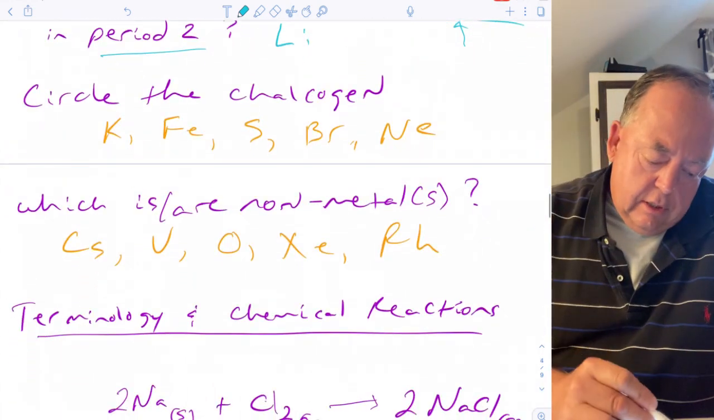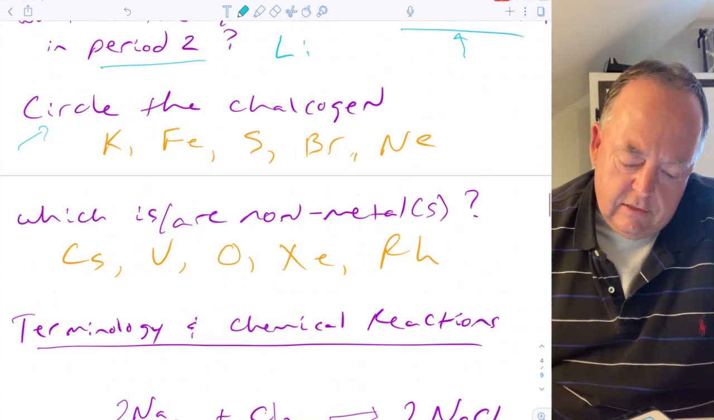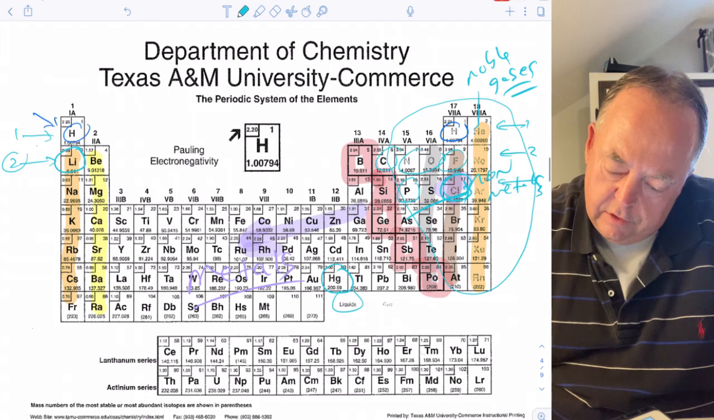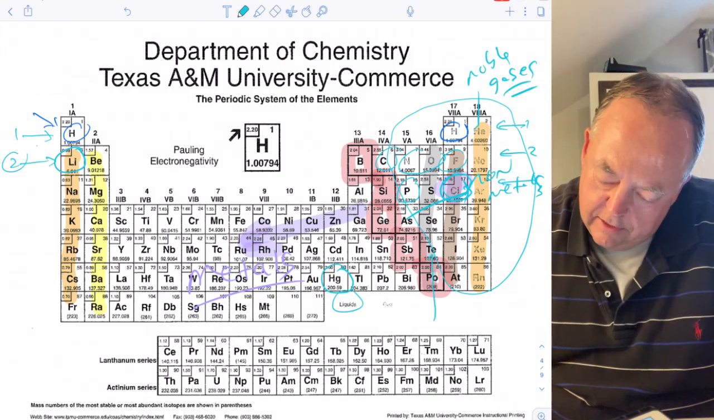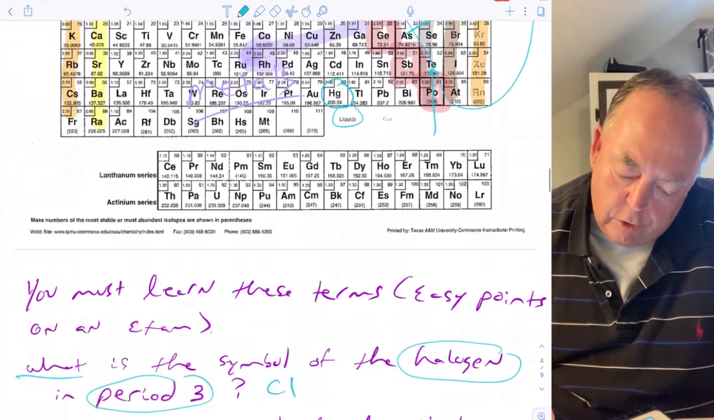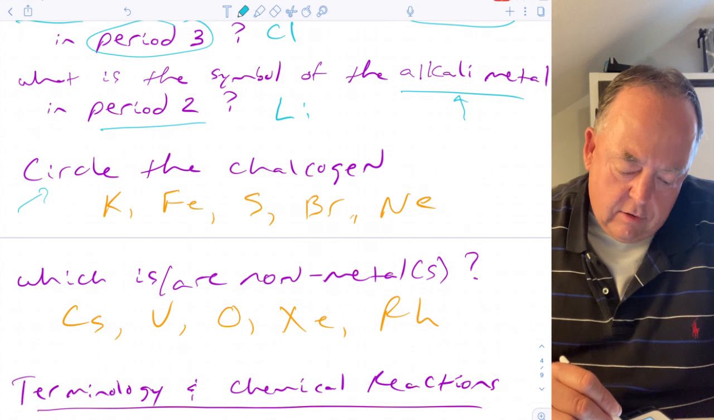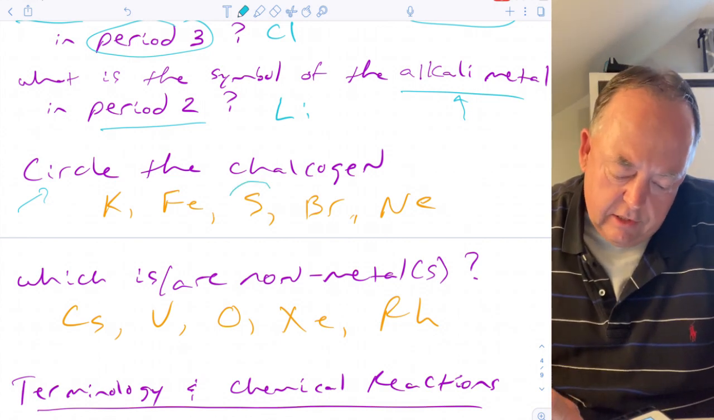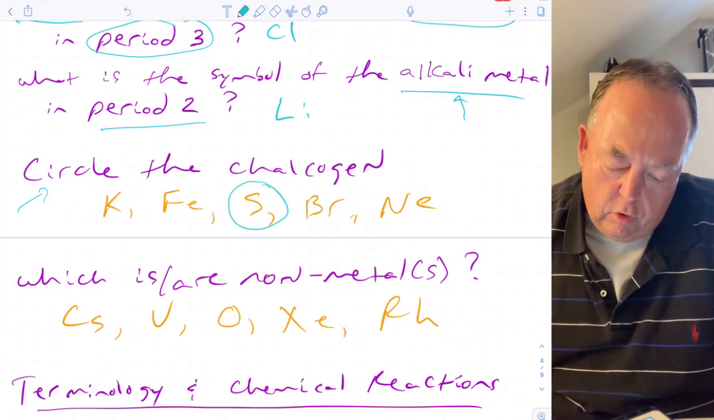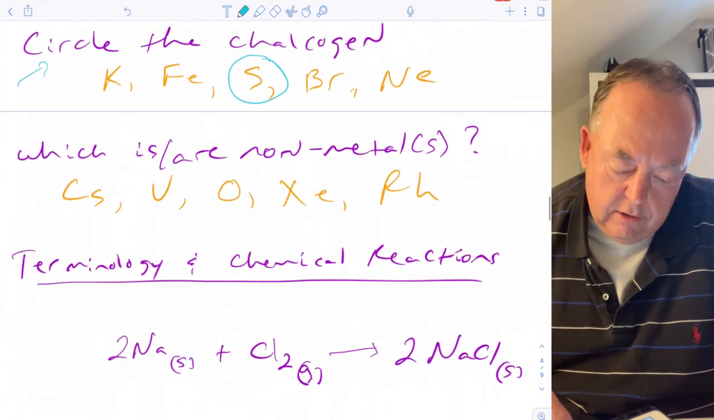Okay, or you may see a question like this. Circle the chalcogen in this list of elements. So this is an easy question if you know that here in gray are your chalcogens: oxygen, sulfur, selenium, tellurium. So potassium's a group 1 metal, it's an alkali metal, iron's a transition element, sulfur is a chalcogen, right? Bromine is a halogen, neon is a noble gas, so the sulfur is the only one that's correct.